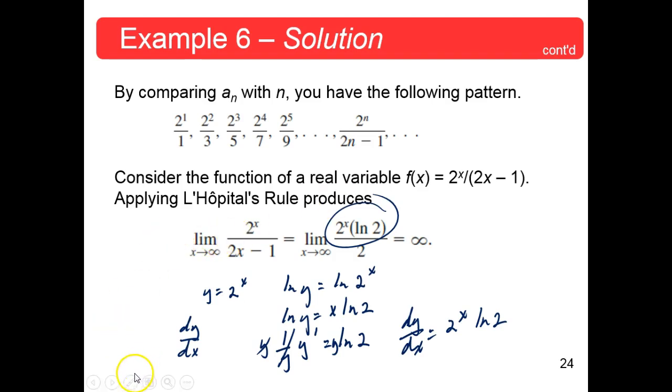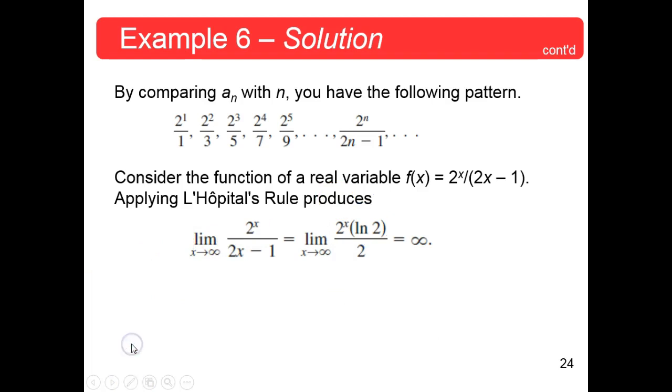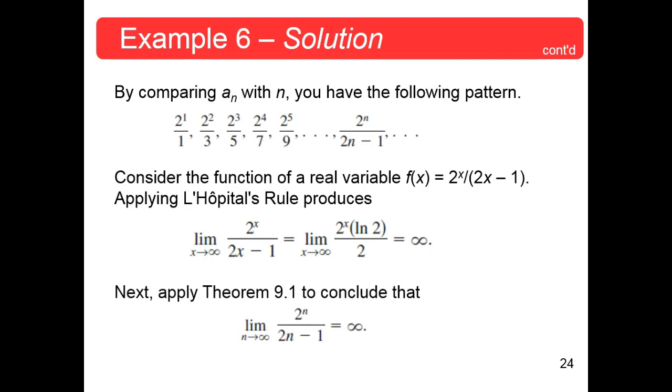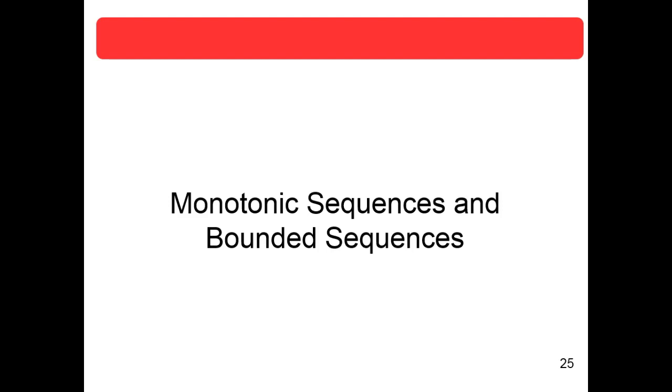Let me clear my writing out of the way in case they put another line here. Yes, they do. Next, apply theorem 9.1 to conclude. If you take the derivative of the numerator and denominator, it's going to infinity. So the limit of the function is the same as the limit of the quotient of the derivatives of those functions, which is infinity. So the sequence diverges. That was example 6. I think now we do example 7. I don't know why they skipped a bunch of stuff here, but let's go back and do example 7.